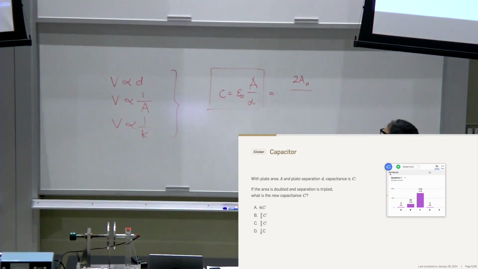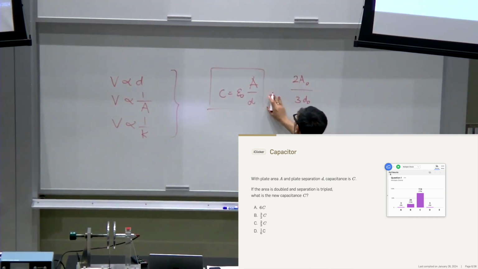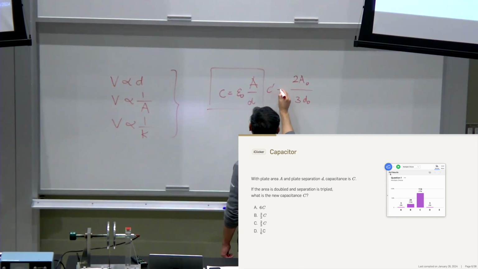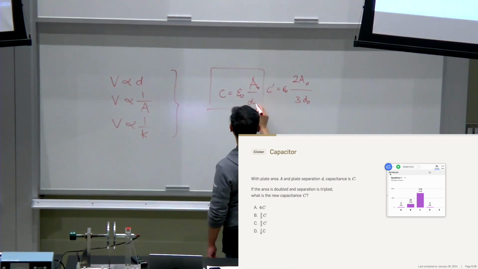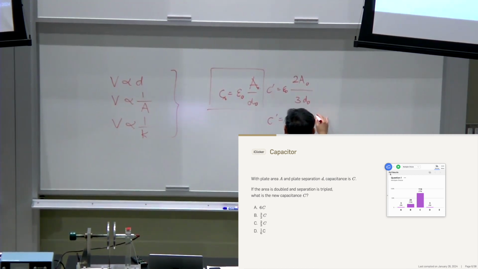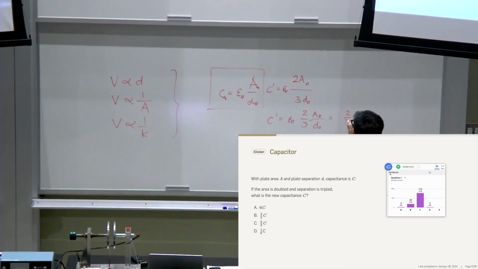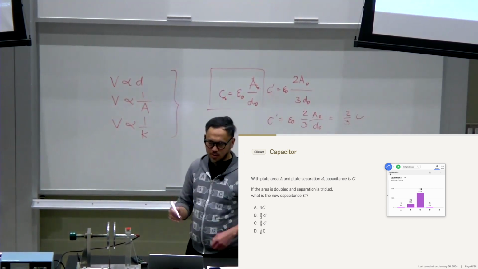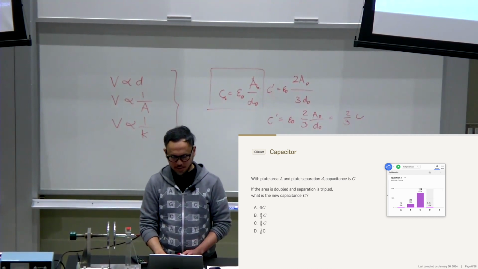I'm just going to put 0 subscript there, and then 3. So I don't know how to do this. Maybe C prime, and this is C. Anyway, we can do this. So C prime is equal to epsilon naught times 2/3 times A divided by D, which is equal to 2/3 C. Okay. So the answer is C. Basically, 80% of you got it right.